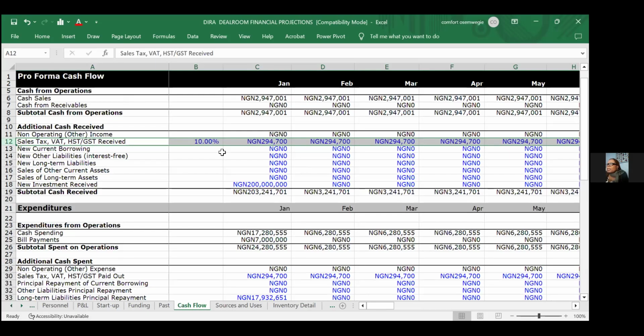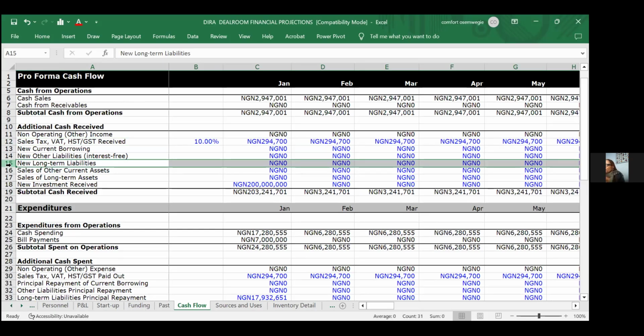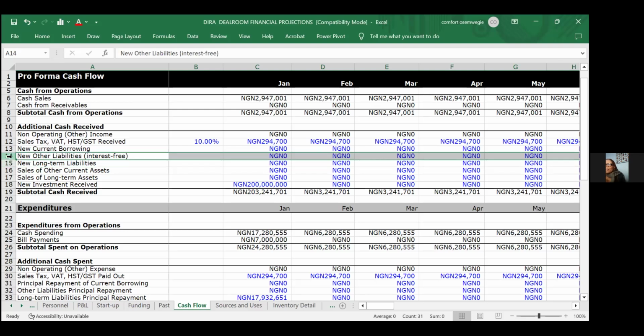Cash flow statement here, can everybody see? Here, additional cash received. You will see new long-term liabilities. That is row 15, number 15. That's what it will be computing on in terms of your tax. If you collect new interest, you'll see that number 14 is interest free, if you get a liability but you are not supposed to pay interest, like maybe a grant.